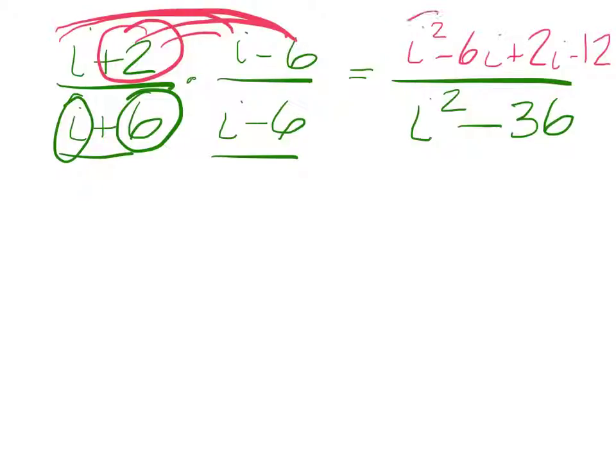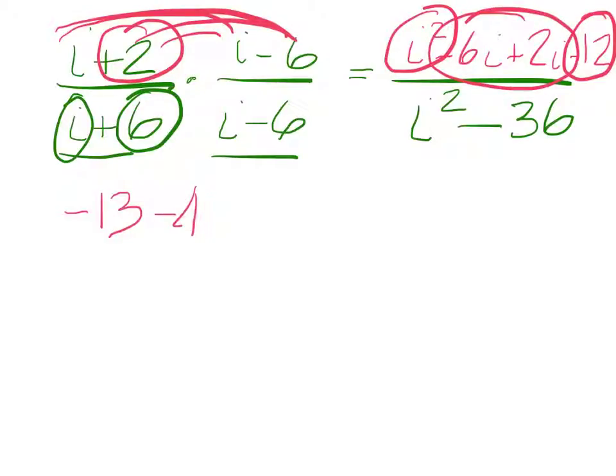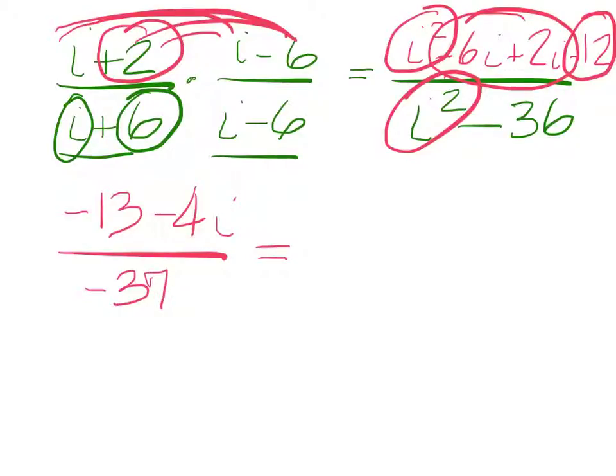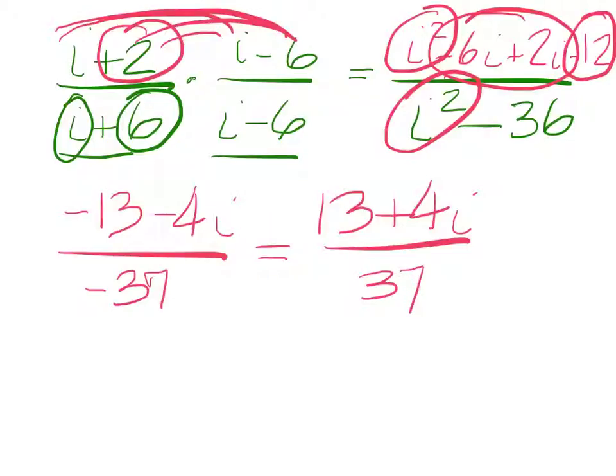Alright, so on the top, i squared is negative 1. Negative 1 minus 12 is negative 13. And then we'll have negative 6i plus 2i is minus 4i. On the bottom, i squared is negative 1. Negative 1 minus 36 is a negative 37. You cannot have a negative on the bottom, so you have to change the sign of everything. 13 plus 4i over 37. And you cannot reduce 13, 4, and 37 because there is no number that goes into all three except 1. So this would be it.